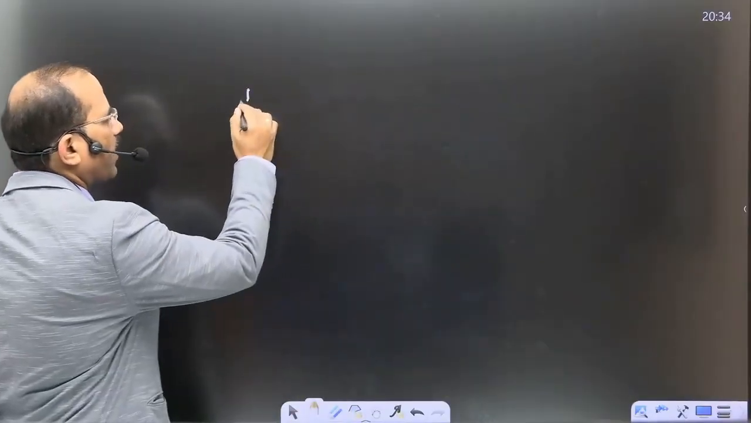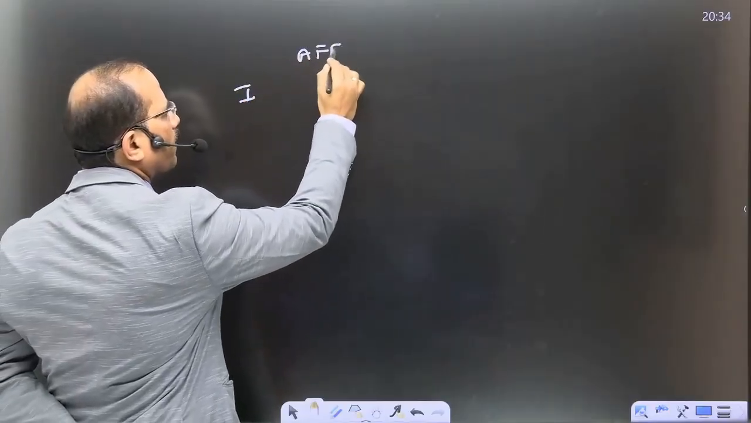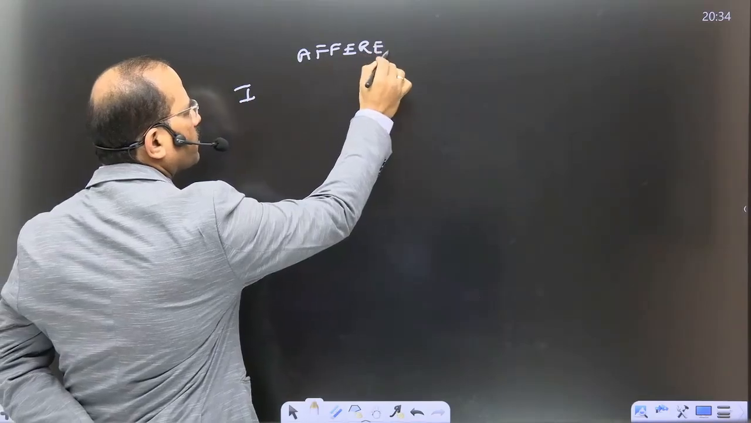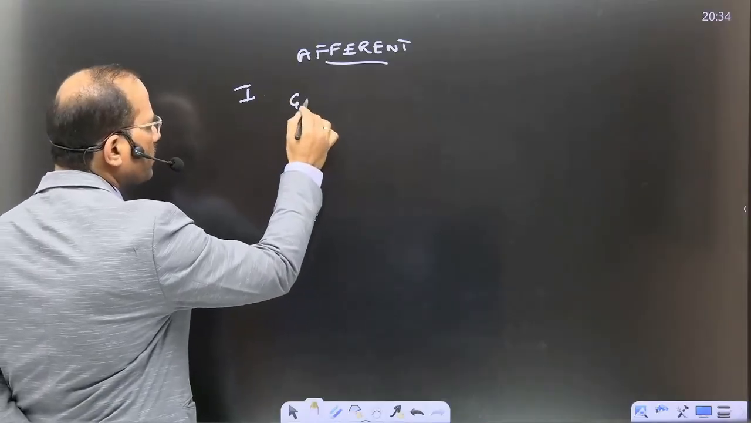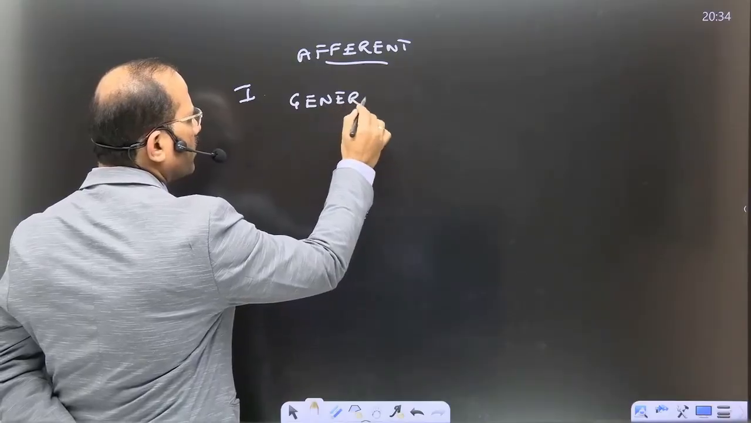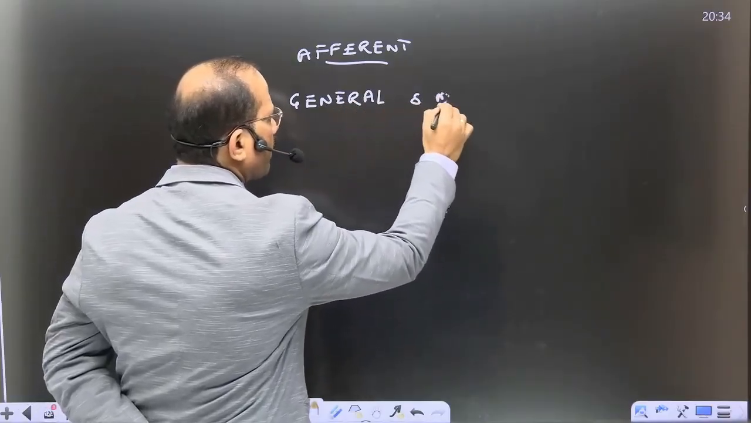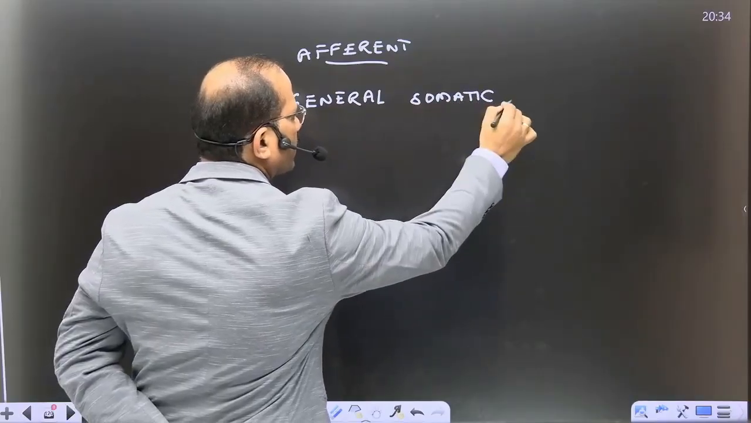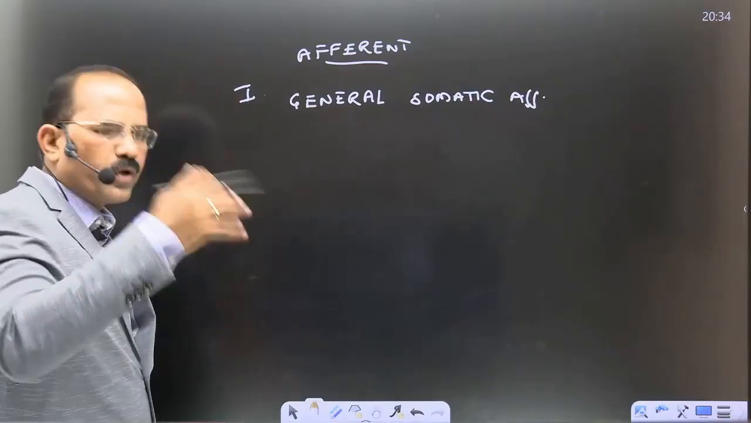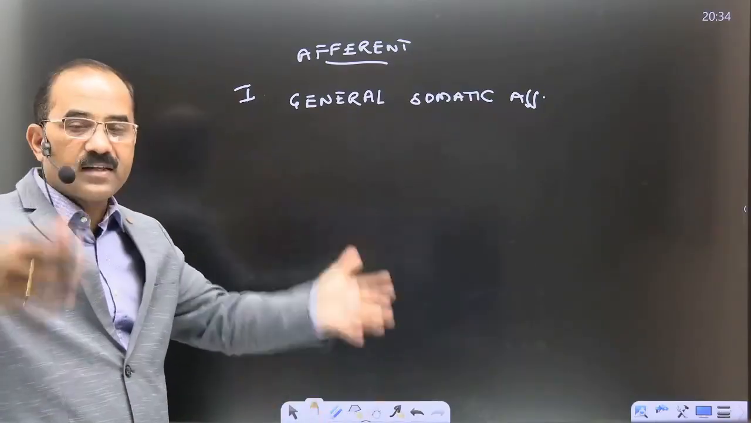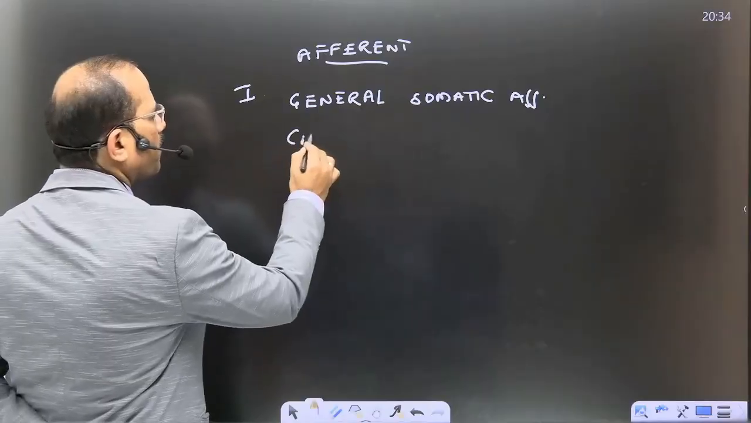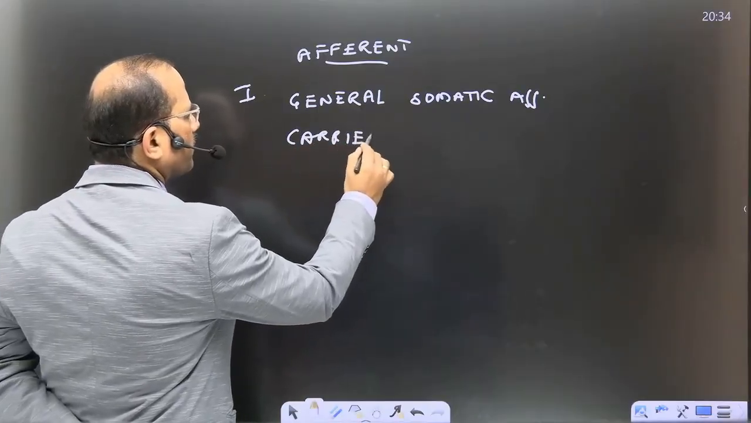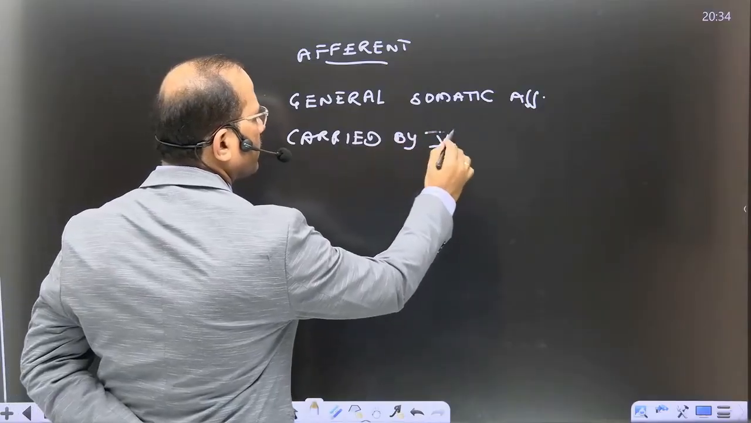Afferent components are small. We have discussed efferent components, so now we are talking about afferent components. One is general somatic afferent. Somatic is body wall. So which is the nerve which carries general sensations from the body wall? General sensations from the body wall are carried by the fifth nerve, the trigeminal nerve.